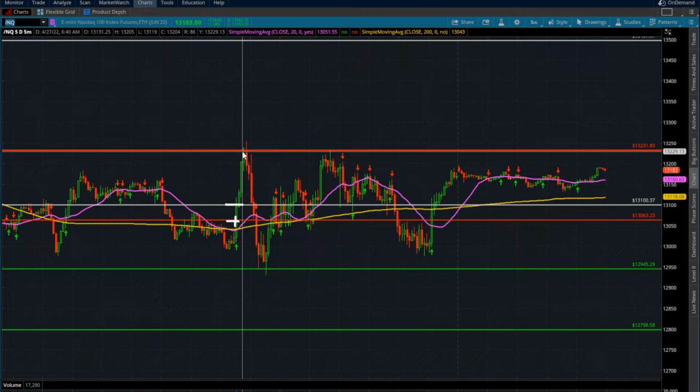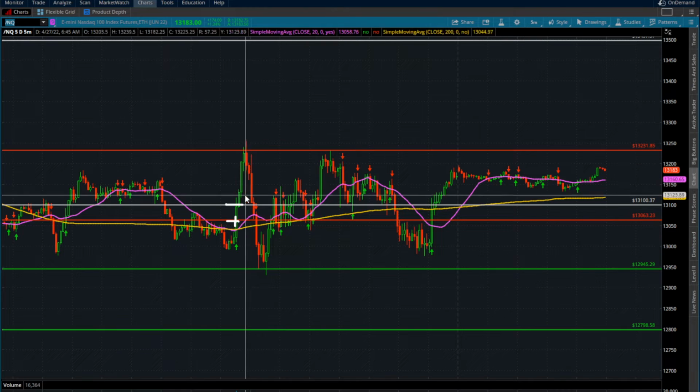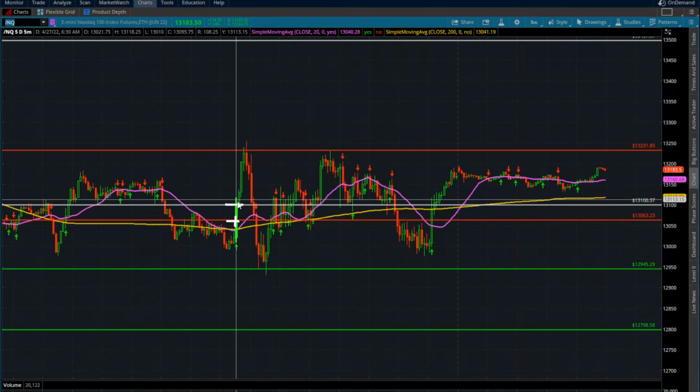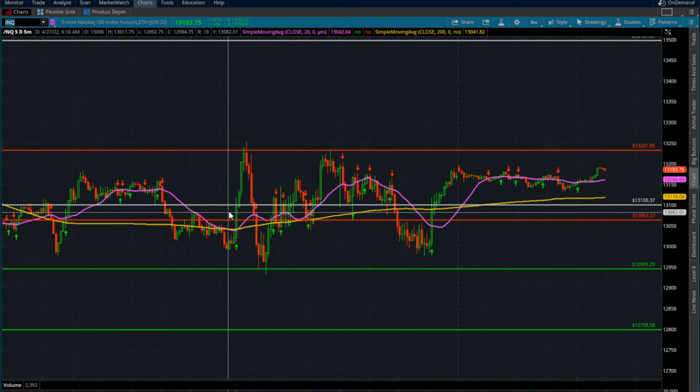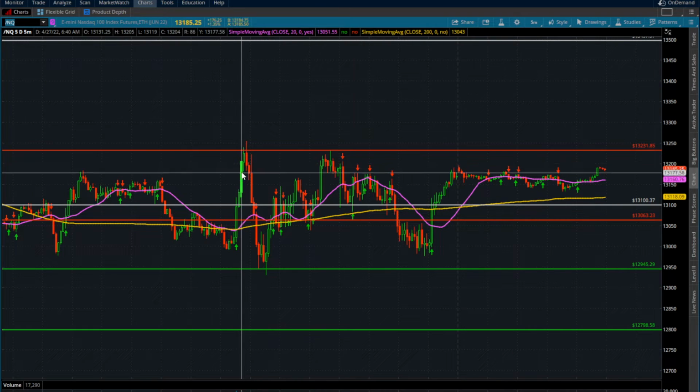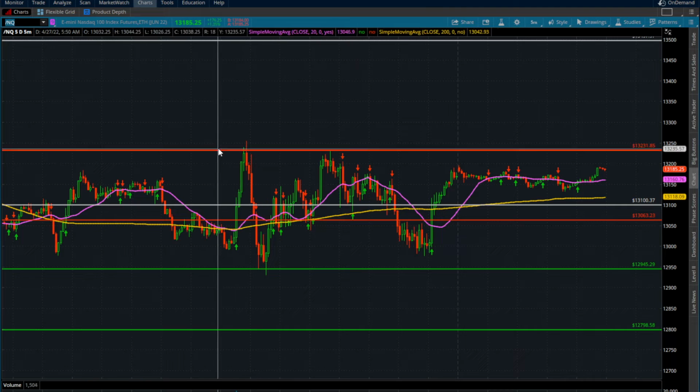all the way up to 13,229. So that's a 100-point run up that you could have caught essentially on the Nasdaq 100 in 5, 10, 15, 20 minutes. So literally from the word go, from when the market opened here, we ran up for 15 minutes straight, 100 points before failing and rejecting this level.